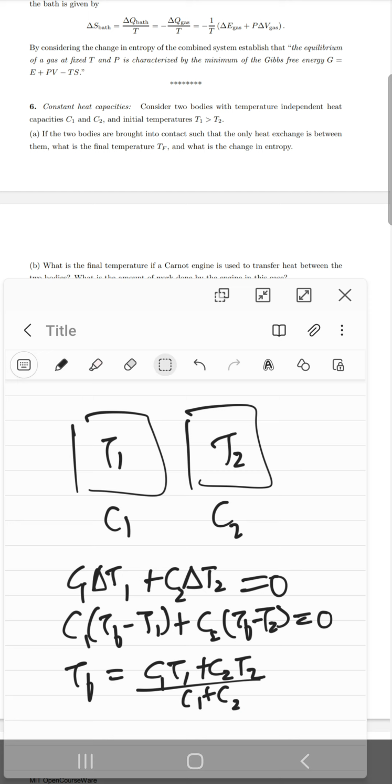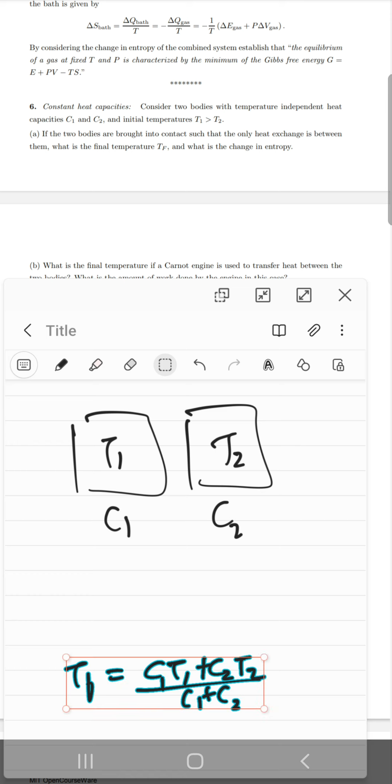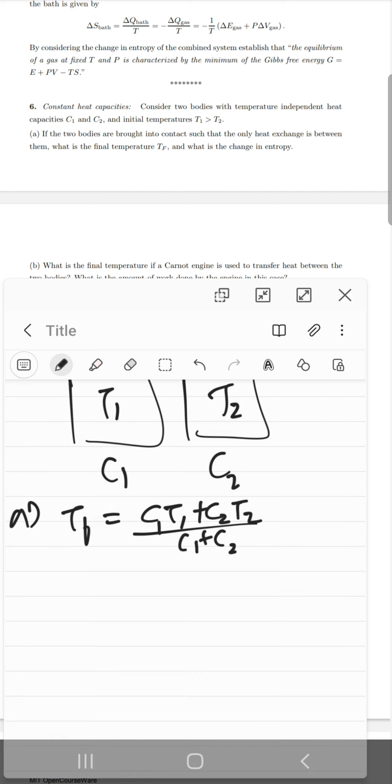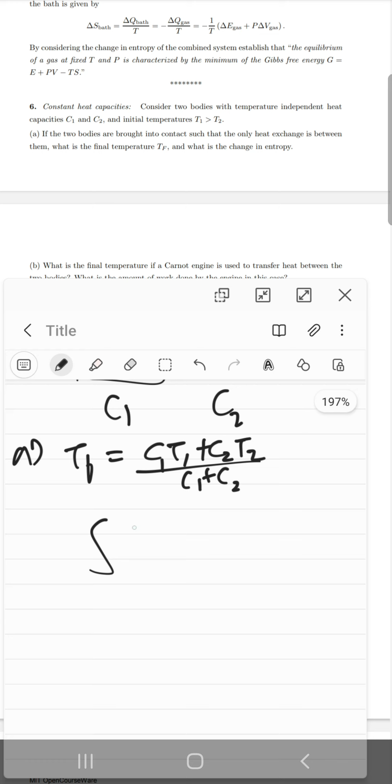Cool. That is to say, whichever has a bigger heat capacity is the one which affects the temperature more. Anyway, so that's part A. Okay, we also want to find the change in entropy. That's more subtle, I suppose. So we'll have to integrate dq upon temperature T.